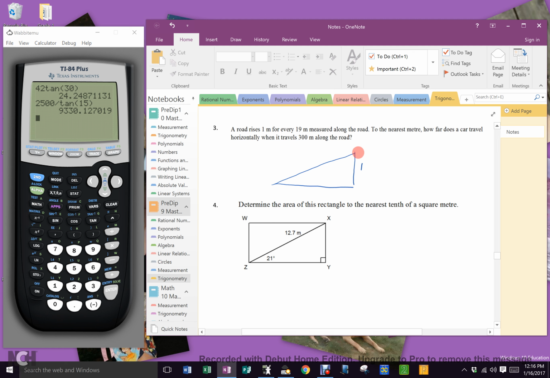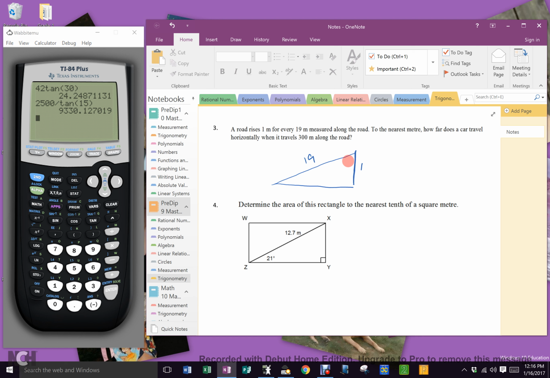If this were a mountain and I were driving along the road, where does the road go up a mountain? So where is the road? Up here. There is the 19. Because as I drive 19 meters along the road, I will be 1 meter higher than where I started.